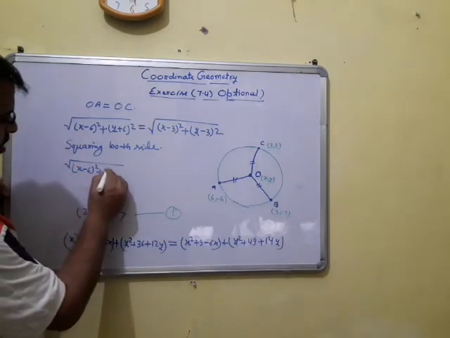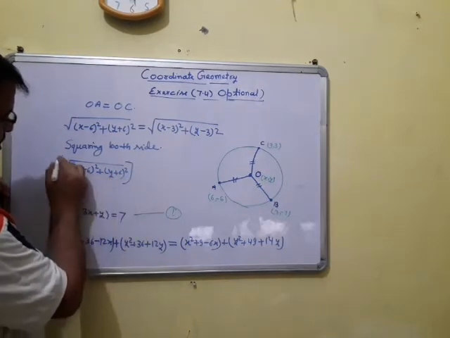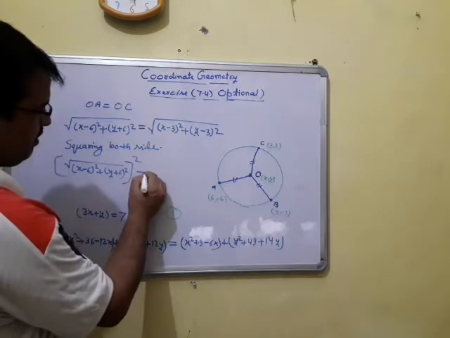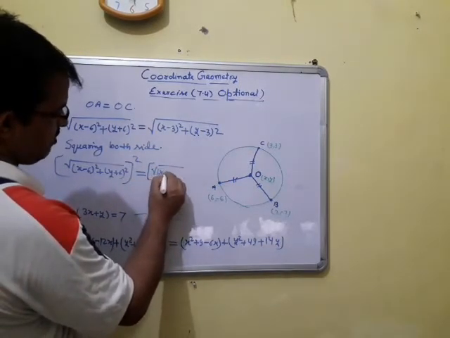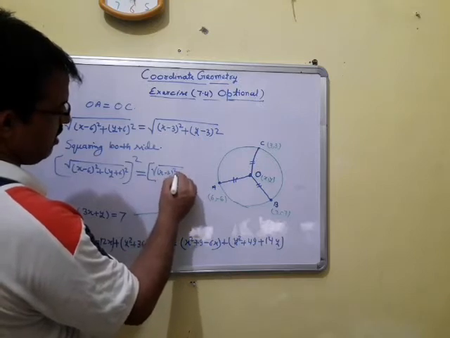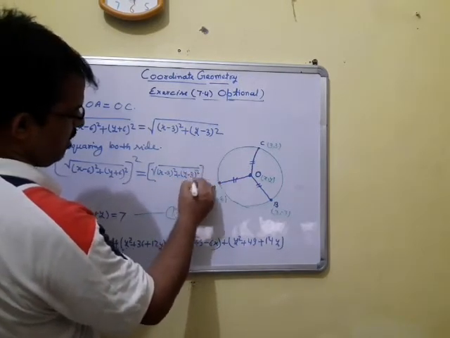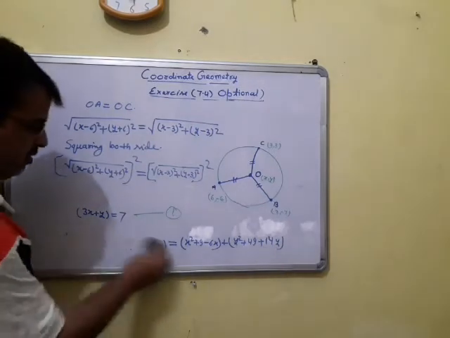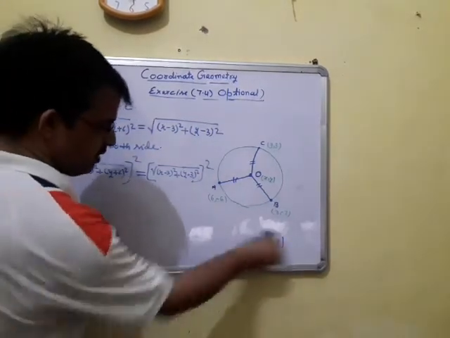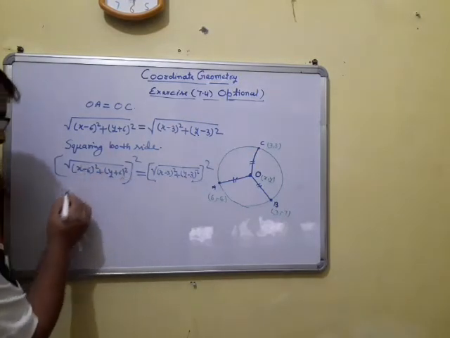square plus y plus 6 whole square is equal to, under root, x minus 3 whole square plus y minus 3 whole square, all of whole square. Both sides we are squaring. So what do we get here? The square is cancelled now.